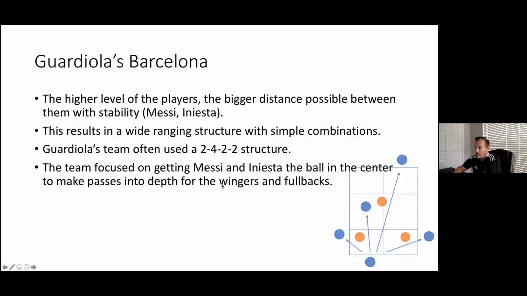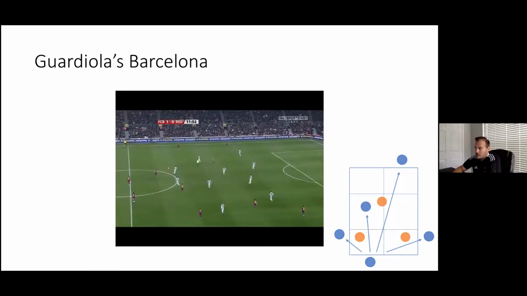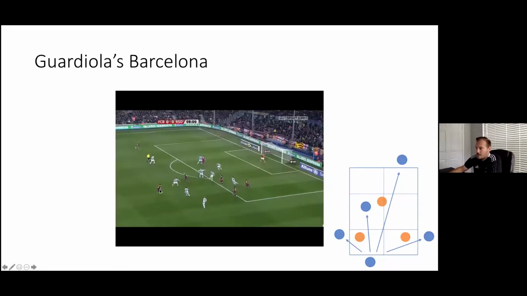So they went from basically this big structure where they're all spread out to where Messi, Pedro, Alves are attacking the edges of the box with the center midfielder giving them the ball, which you're about to see here. So center midfield giving the ball, these guys attacking the edge of the box.